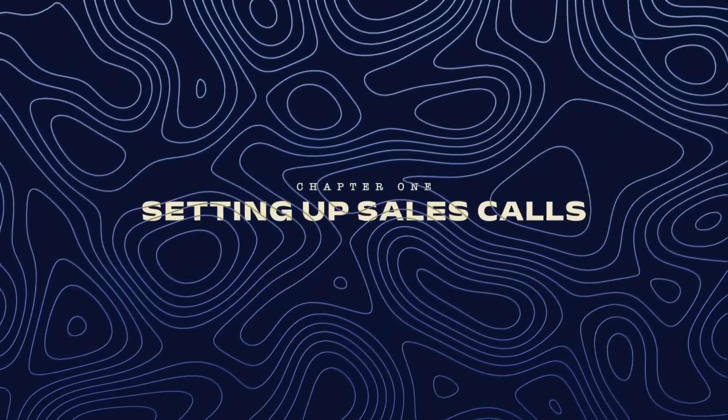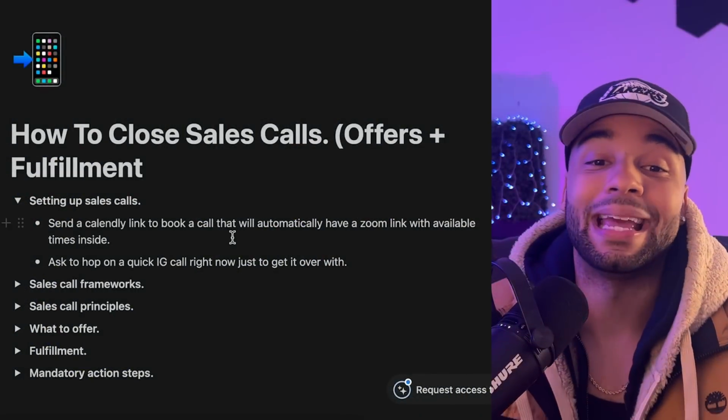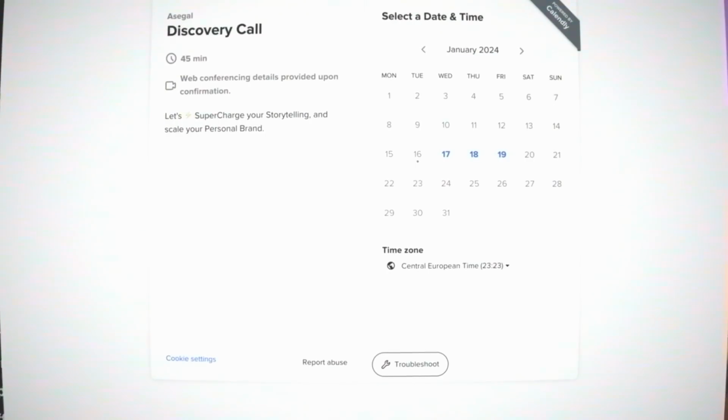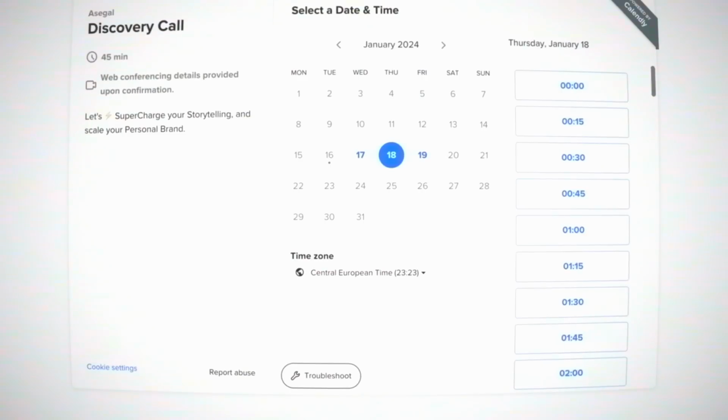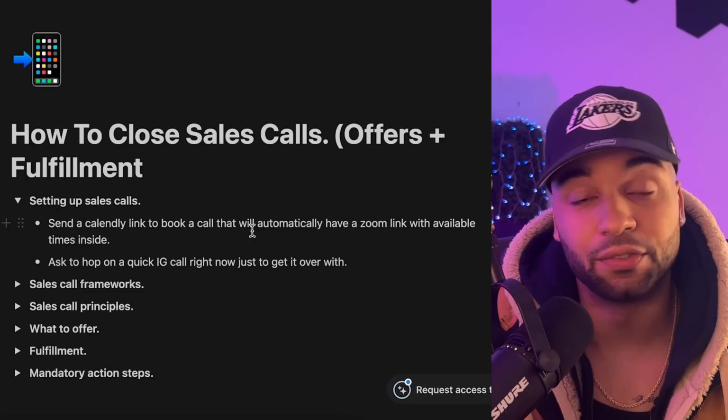Setting up sales calls is pretty simple. What does it actually look like? Essentially, you want to send them a Calendly link to book a call that will automatically have a Zoom link with available times inside. Calendly is really easy and simple, you can use it to start booking calls today. It's free as well.